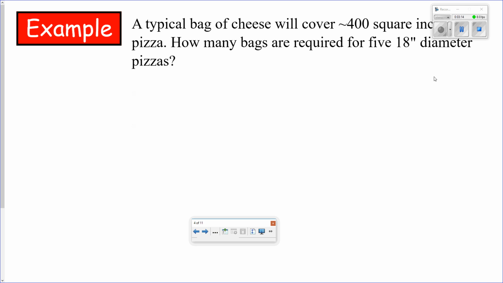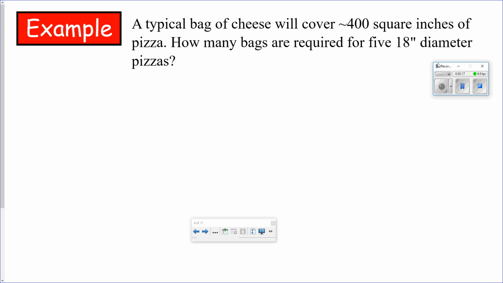Okay, so a typical bag of cheese will cover 400 square inches of pizza. How many bags are required for 5 18-inch diameter pizzas? So let's say we have 400. We have to figure out what our areas are first. Area is equal to pi r squared. If 18 is the diameter, that means that the radius is 9. So I have 81 pi. I'm going to leave it in terms of pi for a second. That's the area of 1. But we need 5 of those, so I need to do 81 times 5.